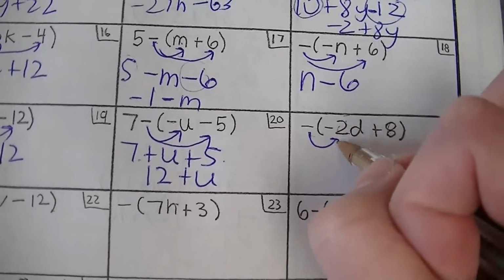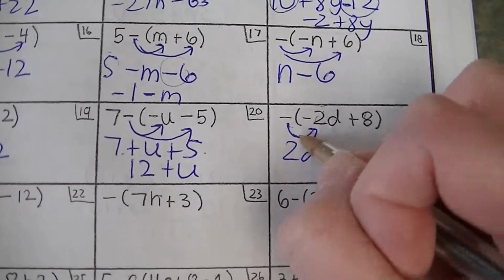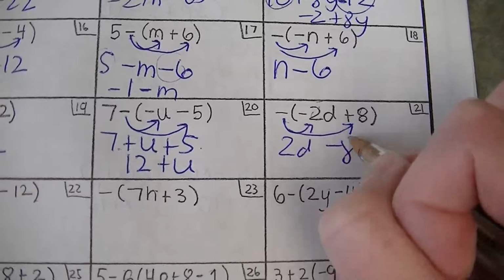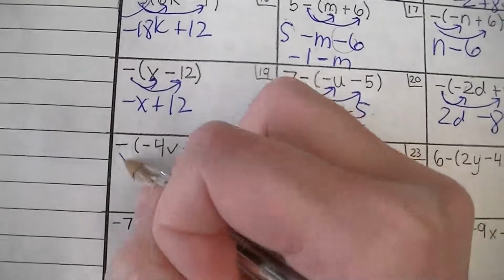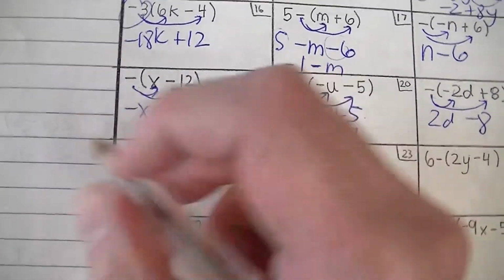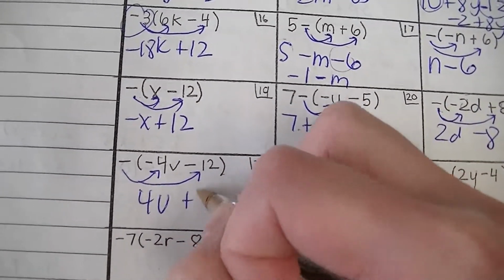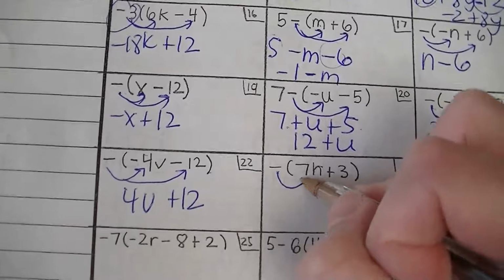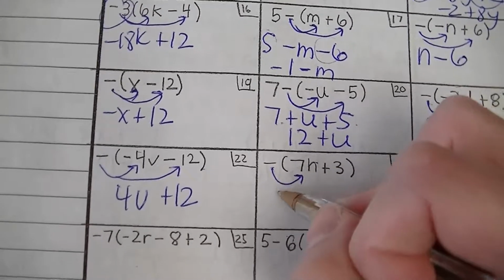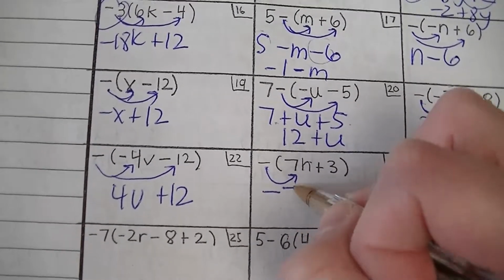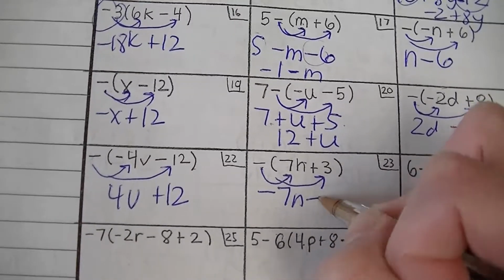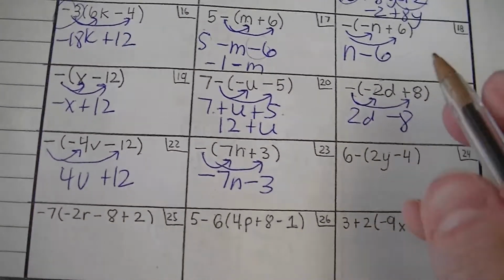Okay, distribute it through. Negative times a negative 2d is a positive 2d. Negative times a positive 8 is a negative 8. Negative times a negative 4v is a positive 4v. A negative times a negative 12 is a positive 12. Negative times a positive 7n is negative 7n. Negative times a positive 3 is a negative 3 or a minus 3.